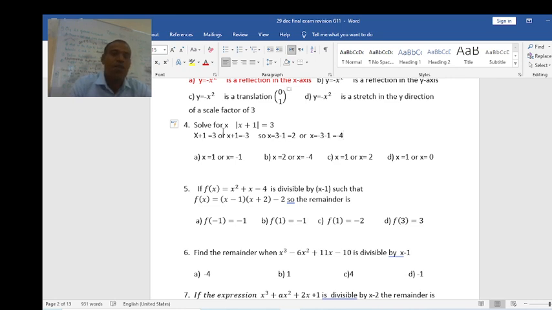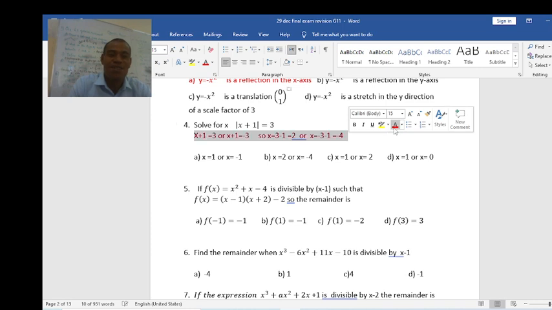Okay, so the correct answer is negative 4. Okay, this is the correct answer. Clear?